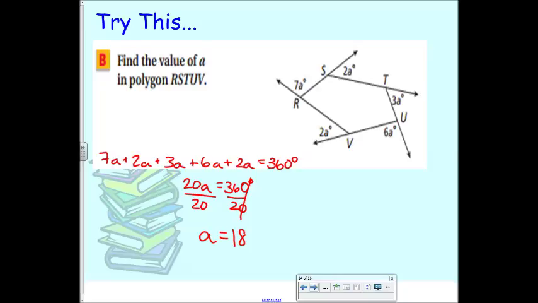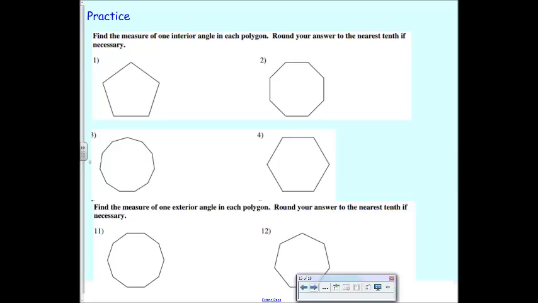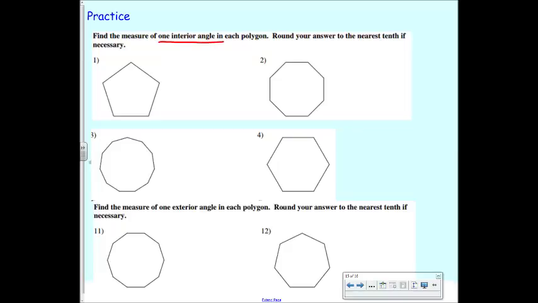Interior angles, 180 times the number of sides minus 2. All right, so then go do these 6. Here in numbers 1, 2, 3, and 4, you're finding the measure of one interior angle. So once you use the formula, which is n minus 2 times 180, what do you have to do? Divide it by n, whatever n is, all right? And then down here, find the measure of one exterior angle. Those are always 360. Go to your boards.